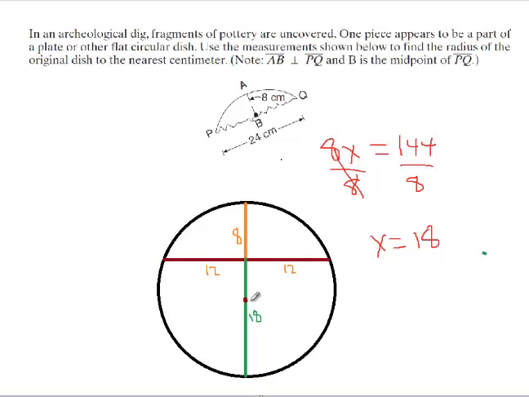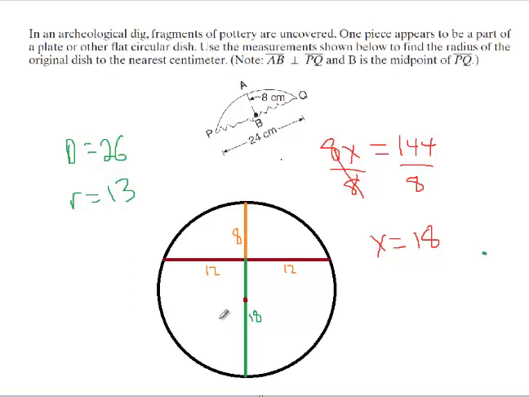That's the entire diameter. So if the diameter is 26, that means the radius of this circle is 13. So if we want to find the radius of the original dish to the nearest centimeter, well, it's 13. It's a whole number. If we wanted to know the area of the dish, that would simply be 13 squared, which is 169 times pi, because the area of a circle is pi r squared.